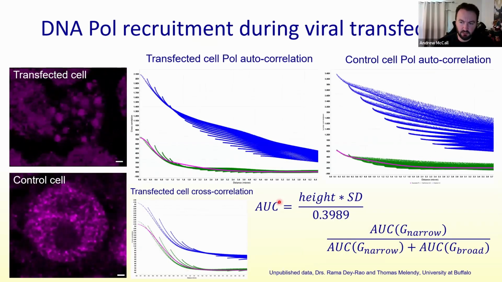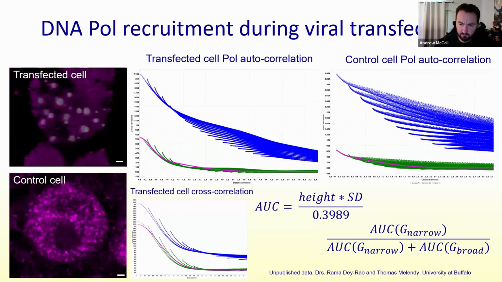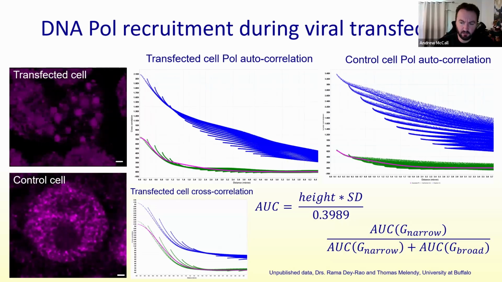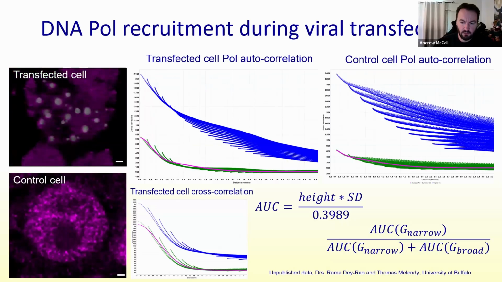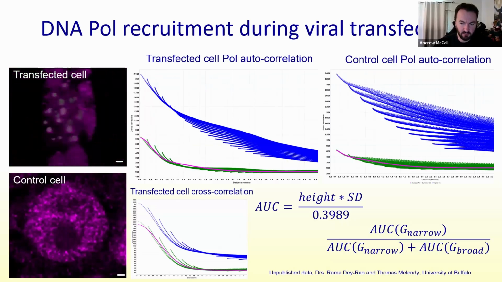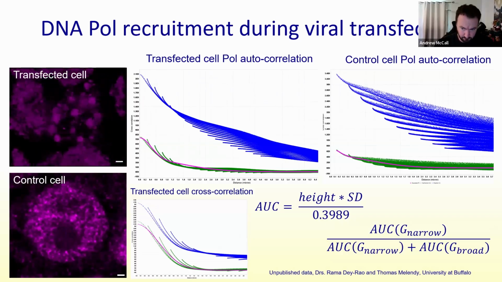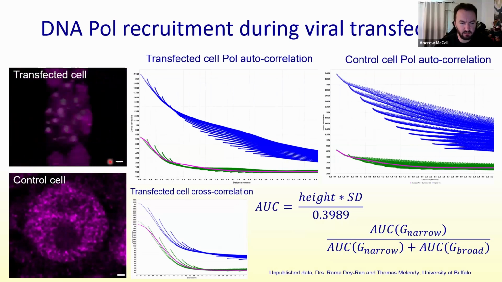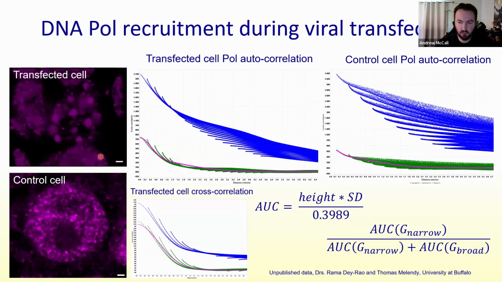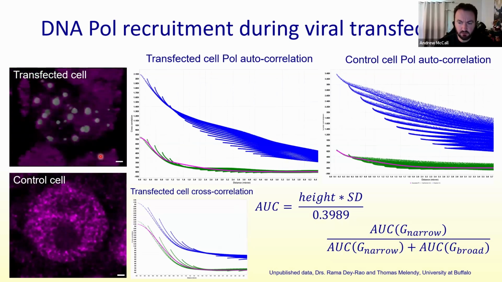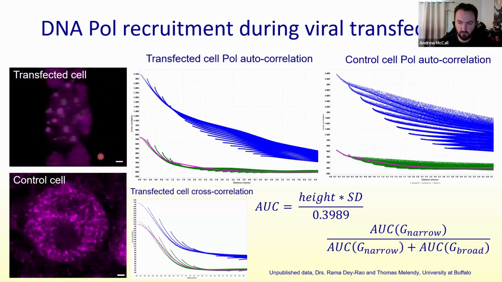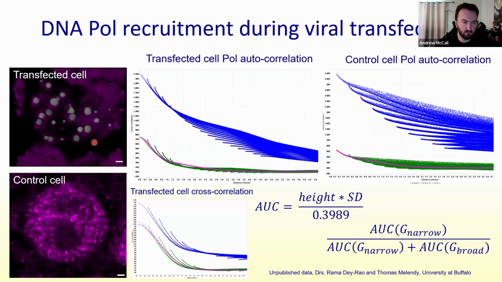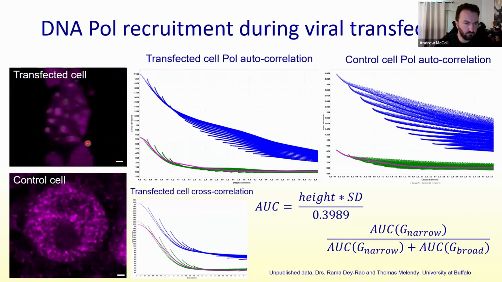As a practical application of that multi-Gaussian fitting, we're going to look at this project shown here of a transfected viral DNA replication system from Drs. Rama De Rao and Thomas Melendi at the University of Buffalo. Here we are looking at the recruitment of cellular DNA polymerase, which is in magenta, to intranuclear viral DNA replication centers by a viral replication protein, which is shown in green. Okay.